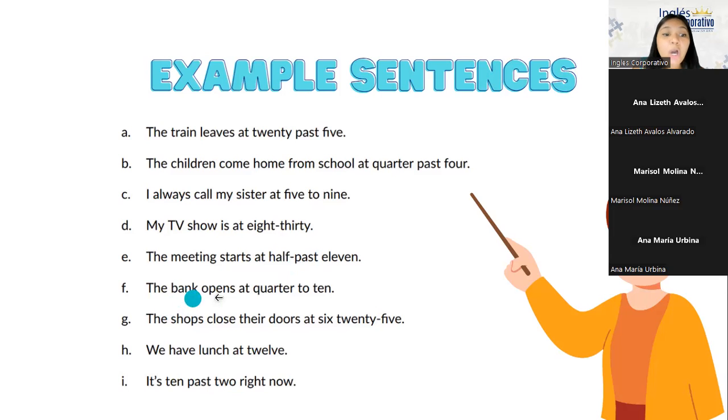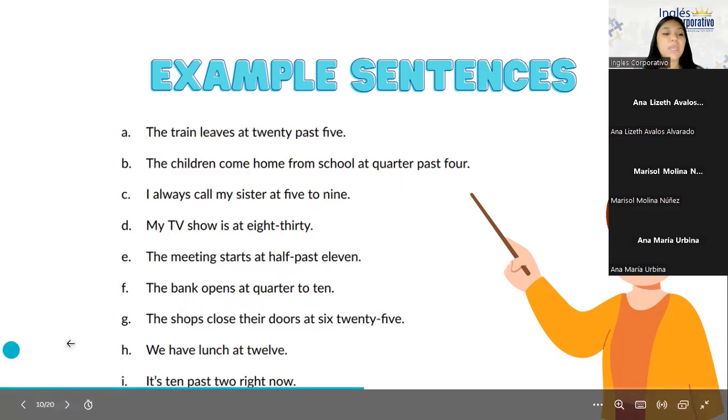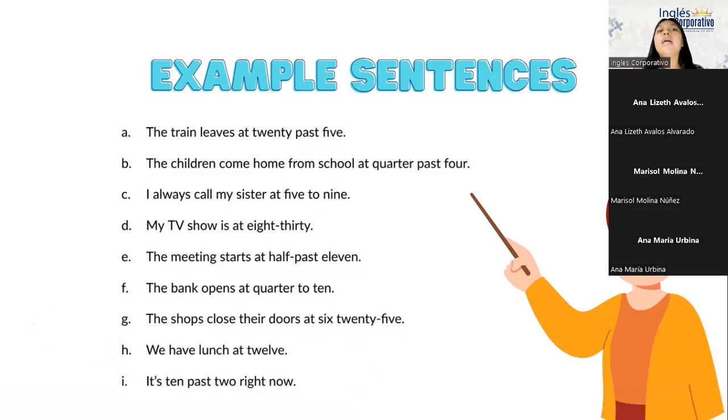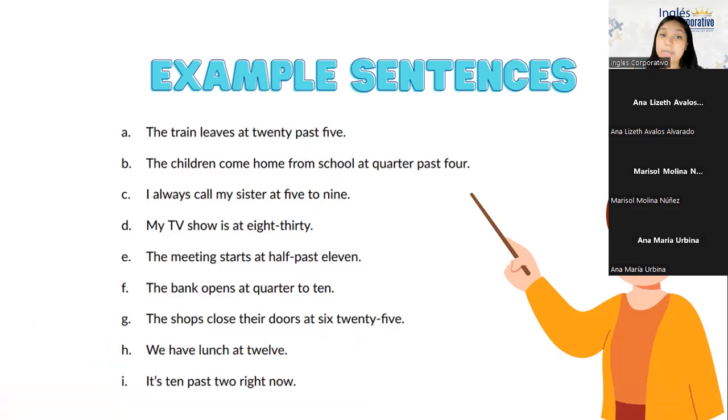Vaya, ahora. The bank opens at 9:45. Un cuarto para las 10. Entonces, ¿qué hora es un cuarto para las 10? 9:45. The shops close their doors at 6:25. Ese está bien porque no tenemos ni to ni past. Entonces, esto es 6:25. We have lunch at 12. A las 12. Lunch es almuerzo, guys.